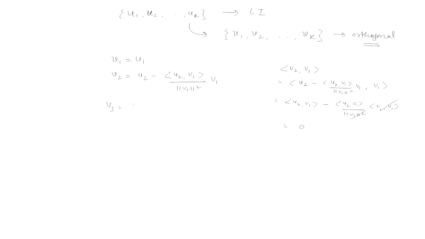If you want to find v3, this is u3 minus the inner product of u3 with v2 upon norm of v2 squared times v2, minus the inner product of u3 with v1 upon norm of v1 squared times v1. And similarly, if you want to find any vp, it is up minus the summation i from 1 to p minus 1 of the inner product of up with vi upon norm of vi squared, times vi. So, this is how we can easily find a set of orthogonal vectors. And once we obtain an orthogonal set of vectors from this linearly independent set using the Gram-Schmidt process, an orthonormal set can be found by dividing each vector by its norm.